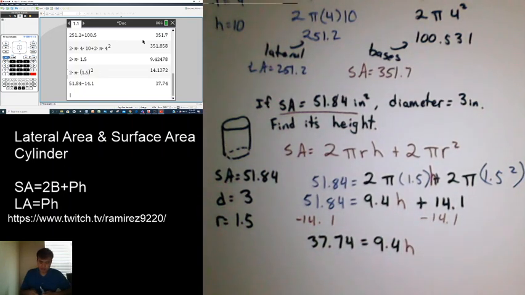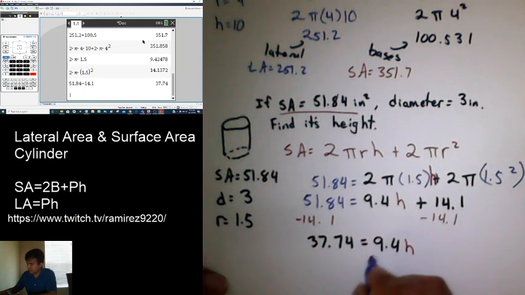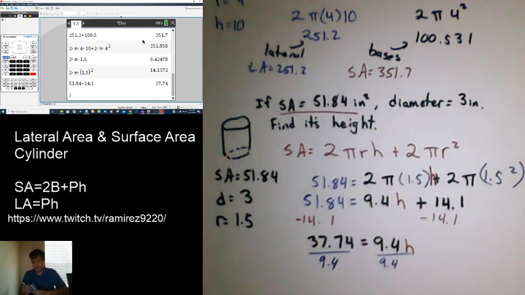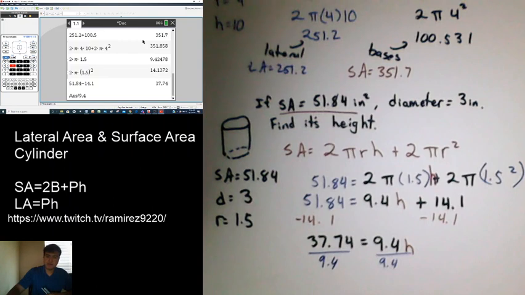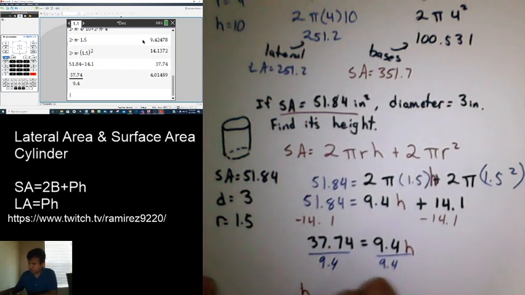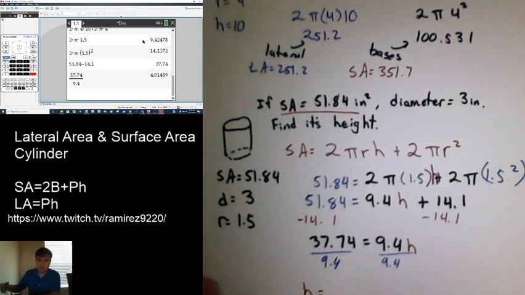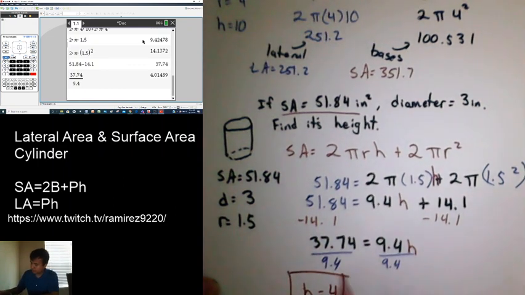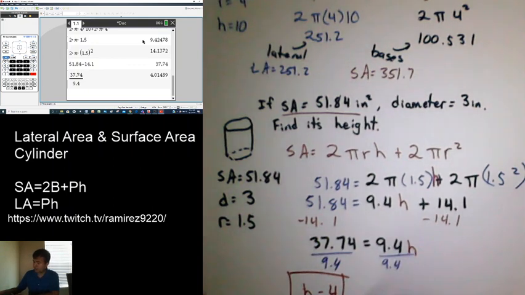Last step is just to divide. So 37.74 divided by 9.4. And so I get that my height is 4.014, so I'm just going to say it's about 4. 4 inches, right? All the units were in inches, so expect that to be in inches as well.